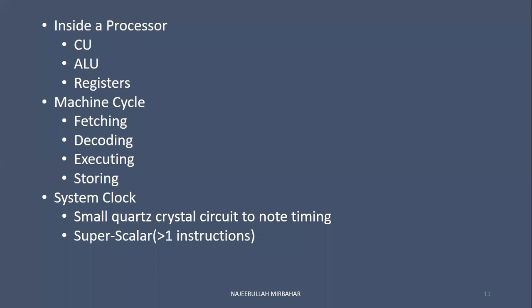All right. So the system clock is basically a small quartz crystal circuit that notes the timing of a processor, the timing of operations. The operations which are performed are time-based. The time is noted in the system clock. All right, so some processors are superscalar, meaning they perform more than one instruction per second. Okay, the unit of clock speed is hertz. 1 hertz is equal to one revolution or one tick per second.